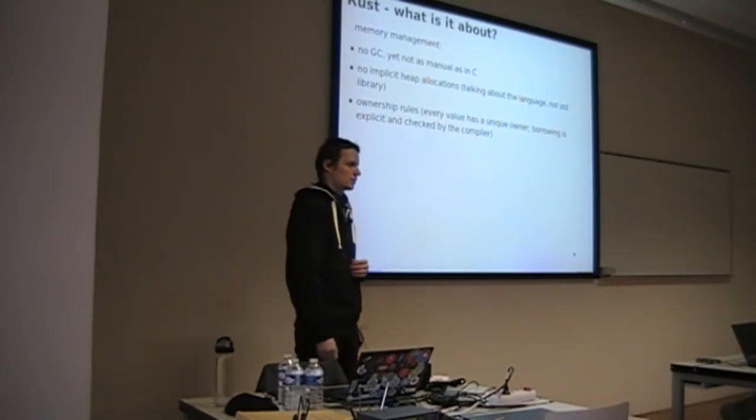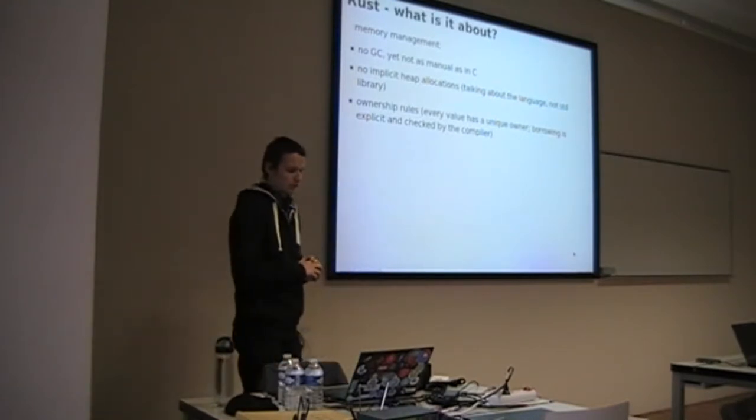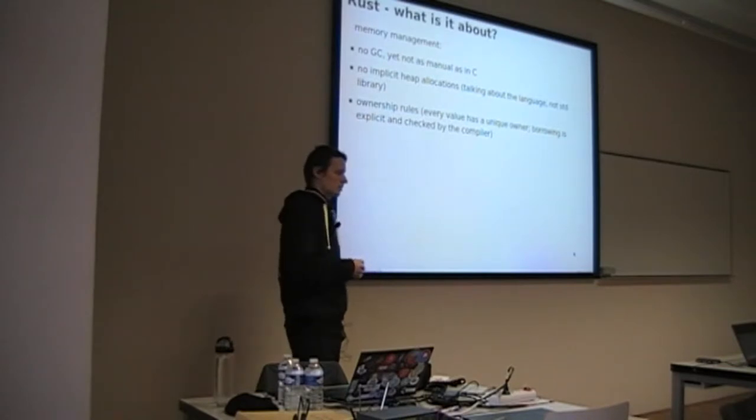Probably the most significant feature of Rust is its memory management. There is no garbage collector, although it is not as manual as in C. So you don't have to allocate memory by hand and deallocate by hand. Although there are some rules you need to obey to acquire the memory and then release the memory. And these are called ownership. It means that every value has some unique owner, and the unique owner can borrow the values, and it is responsible for freeing them. But this, as opposed to C and C++, is checked during compilation time. So you will get memory safety, let's say, for free.